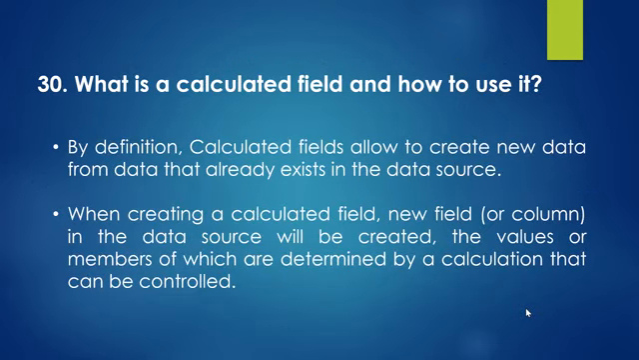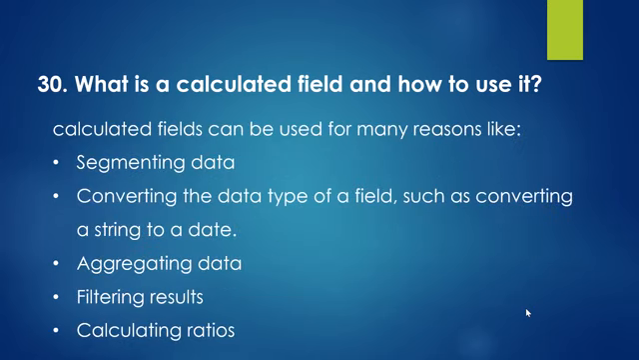Next, we have what is a calculated field and how to use it. So by definition, calculated fields allow you to create new data from data that already exist in the data source. When you create a calculated field, a new field or column in the data source will be created, the values or members of which are determined by a calculation that you can control. Calculated fields can be used for many reasons, like segmenting data, converting the data type of a field, such as converting a string to a date, for example, aggregating data, filtering results, calculating ratios, etc.